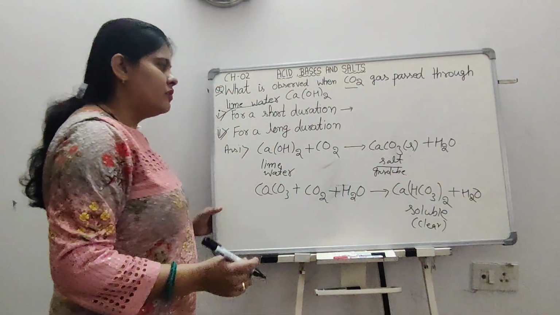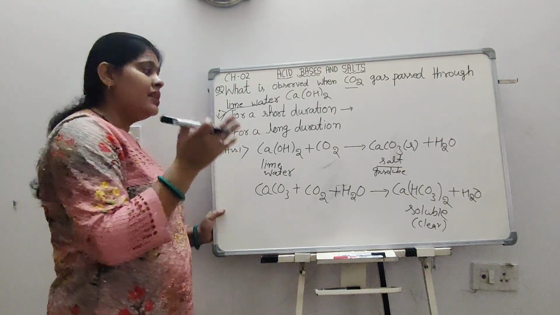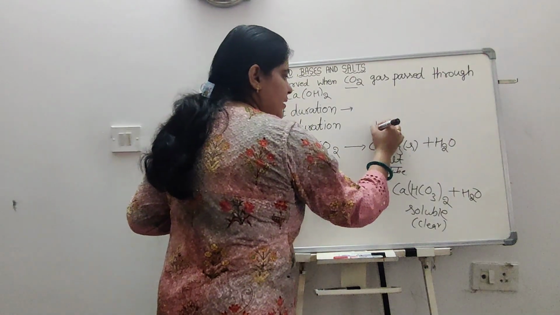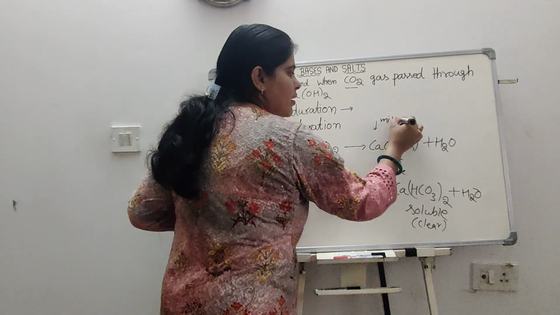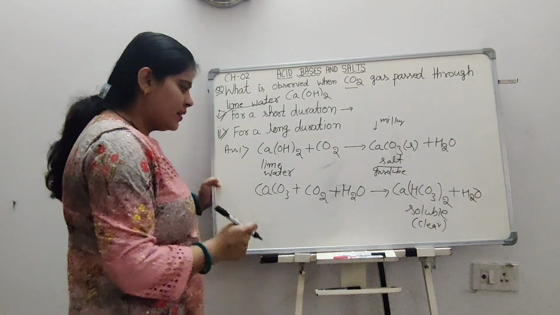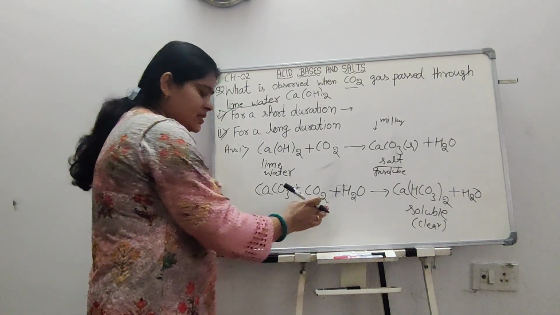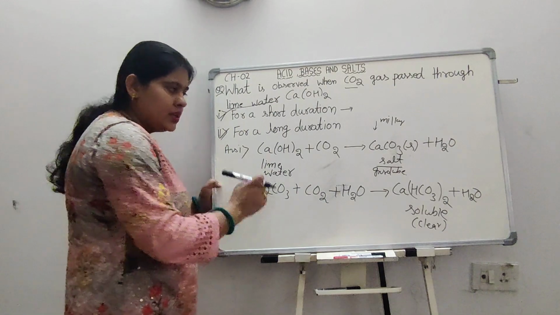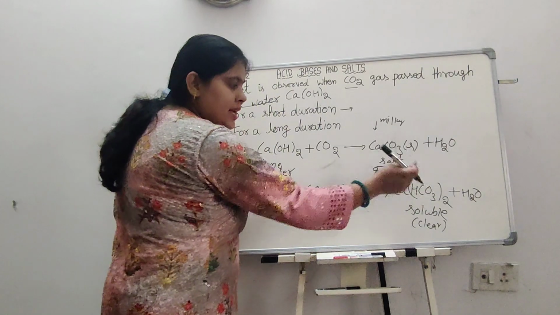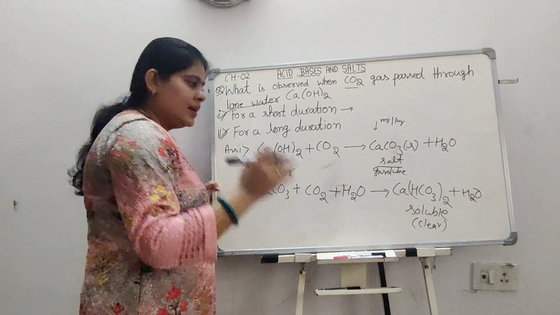So in both conditions, what have you observed? When you pass carbon dioxide in a limited amount, the lime water turns milky. Why does it become milky? Due to the formation of insoluble calcium carbonate. But if you pass carbon dioxide gas in excess amount through the lime water, then calcium hydrogen carbonate is formed, and this calcium hydrogen carbonate is soluble in water and the solution becomes clear.